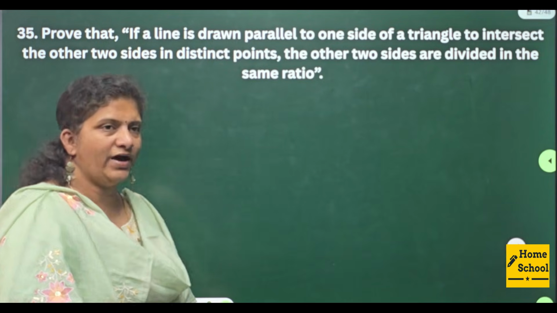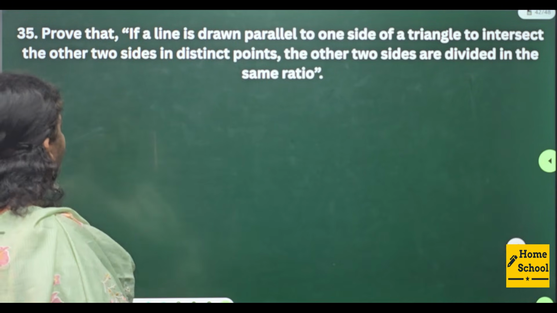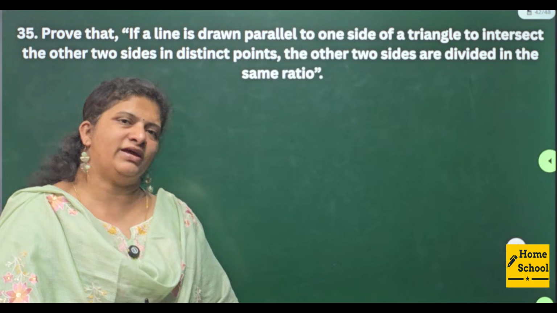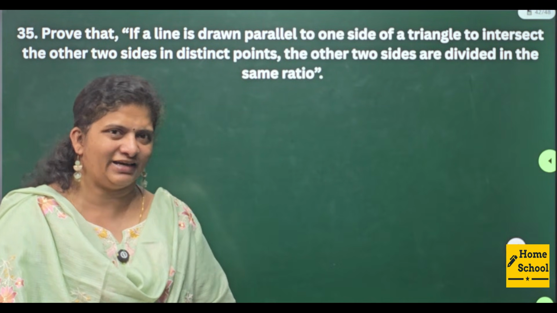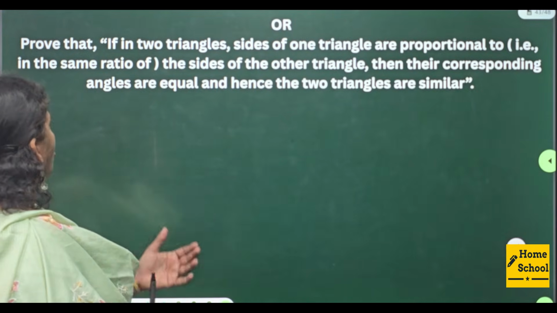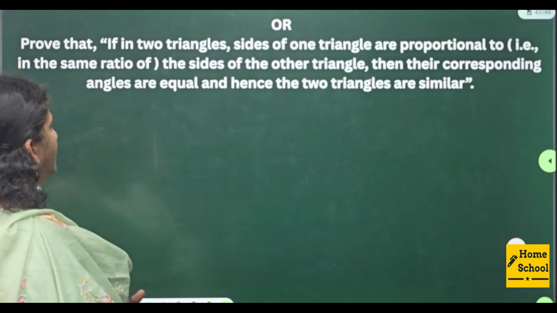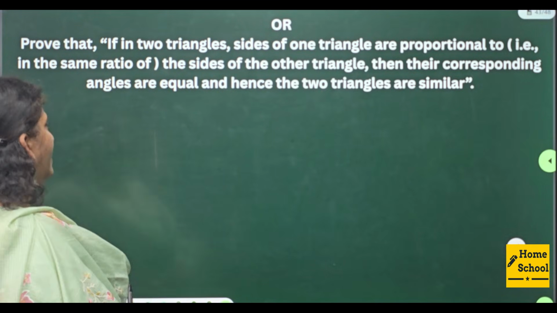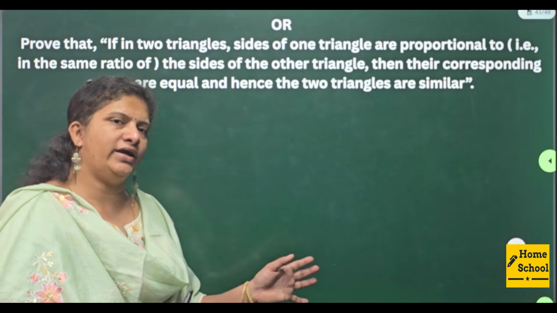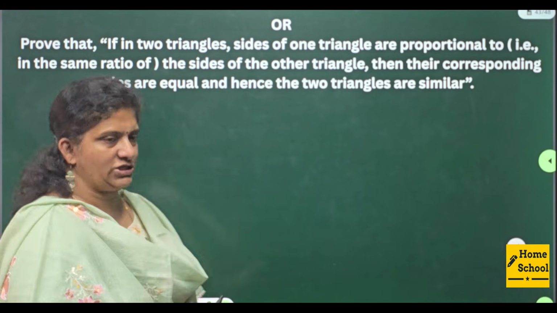35. Prove that if a line is drawn parallel to one side of a triangle to intersect the other two sides in distinct points, the other two sides are divided in the same ratio. This is the direct basic proportionality theorem from your textbook. And in this, we'll be having one more OR theorem. Prove that if in two triangles, sides of one triangle are proportional to the sides of another triangle, then their corresponding angles are equal and hence the two triangles are similar. I am going to provide you all theorems in one shot. These are all the direct theorems from your textbook.